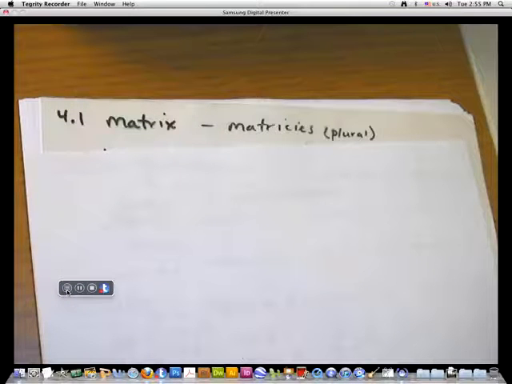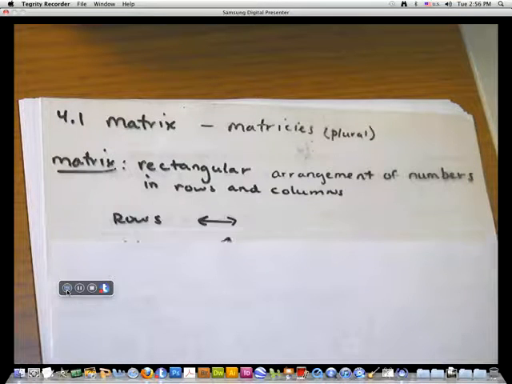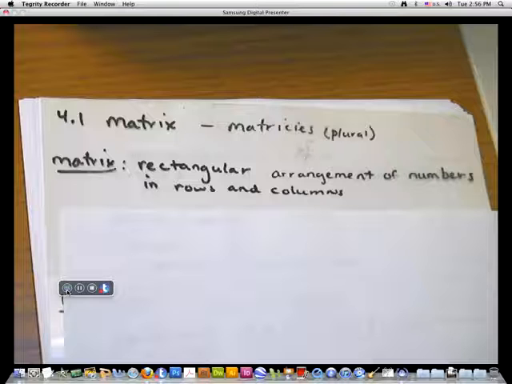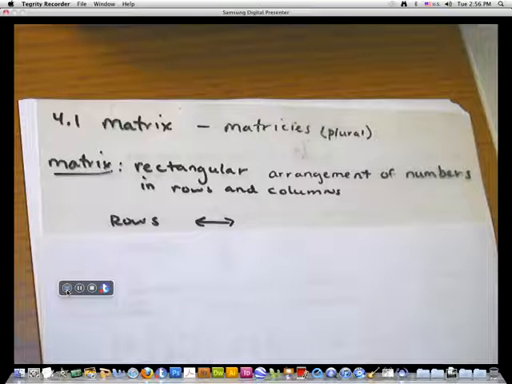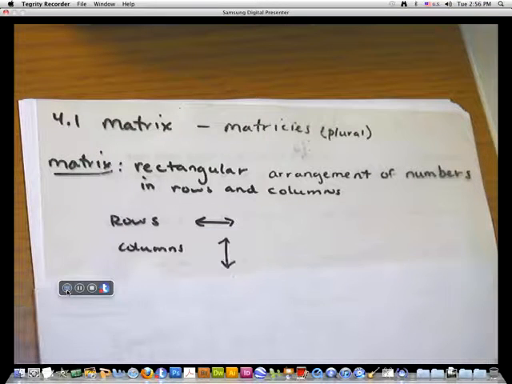All right, we have 4.1 matrix. When we're talking about more than one of them, matrices is how we pronounce it for plural. First of all, a matrix is a rectangular arrangement of numbers in rows and columns. The rows go across and the columns go up and down.